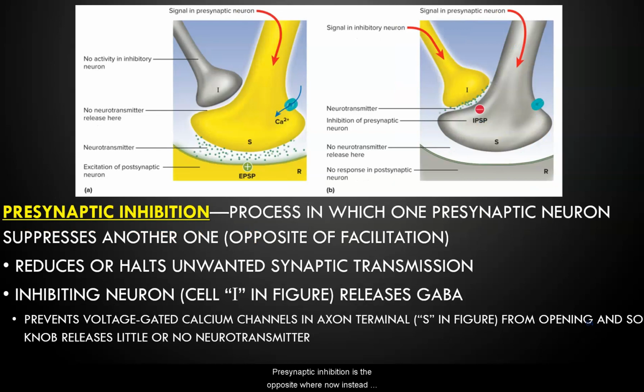Presynaptic inhibition is the opposite, where now instead of F, we have neuron I, that when it fires, it suppresses the S neuron, and it reduces or halts the unwanted synaptic transmission. Cell I inhibits them by releasing GABA. And this prevents those voltage-gated calcium channels in the axon terminal from opening, and so the knob will release little or no neurotransmitter at all. It's inhibitory.